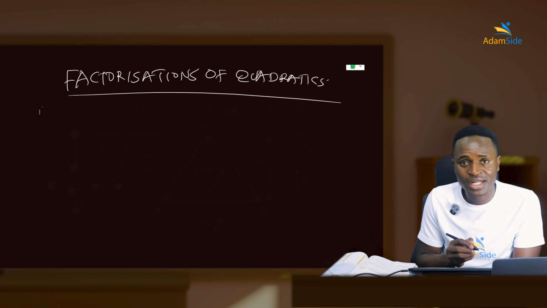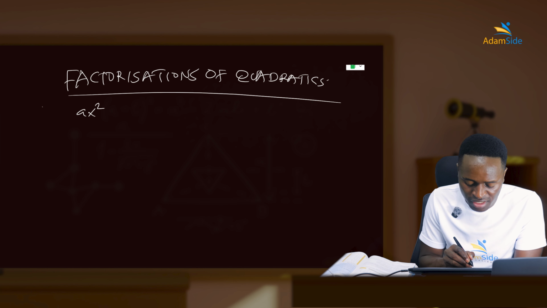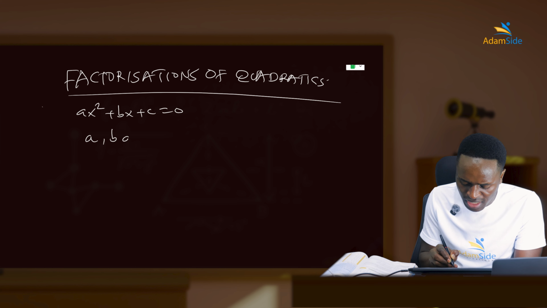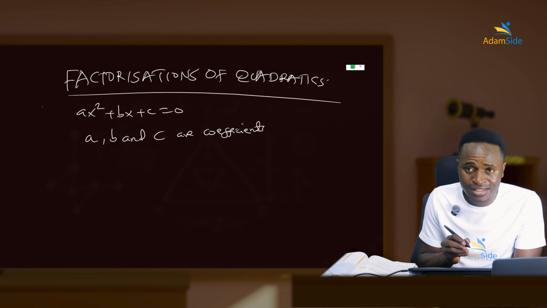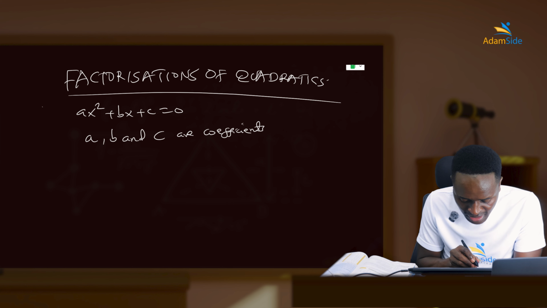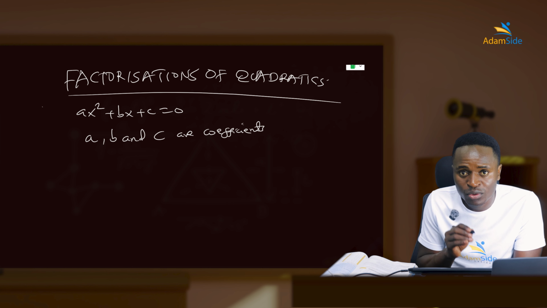In factorization of quadratics, what are we supposed to know? Okay, we understand that the quadratic equation is in the form of ax squared plus bx plus c, which is equal to 0, whereby a, b, and c are coefficients. And we say coefficients relate in such a way that if you take A times C, it will give you the product, and then B should be the sum.